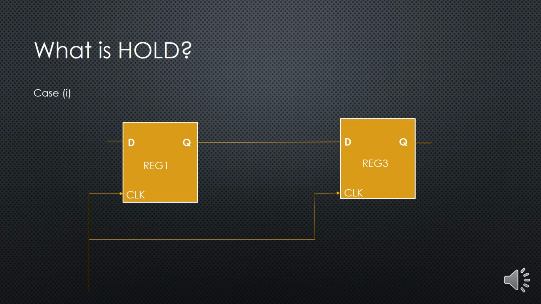In the following slides I will be showing you the cases where we can see hold violations and how to resolve them. Case 1: here you can see we have two registers, register 1 and register 3. We don't have any data path, which means we don't have any cells in the data path. In these cases, we'll have more chances of seeing the hold violation.